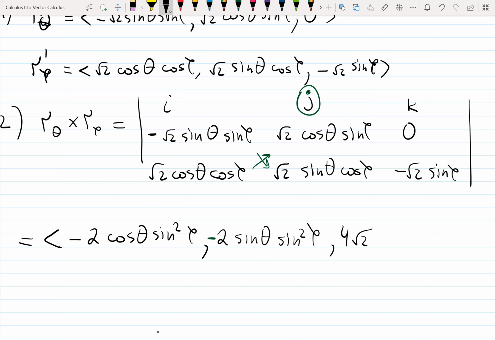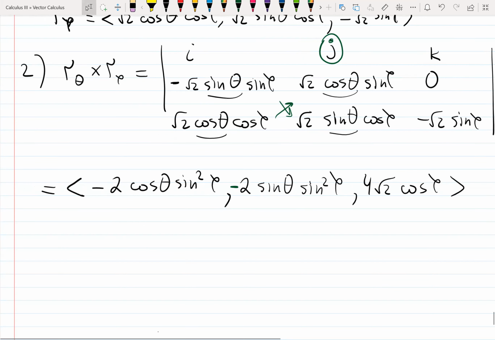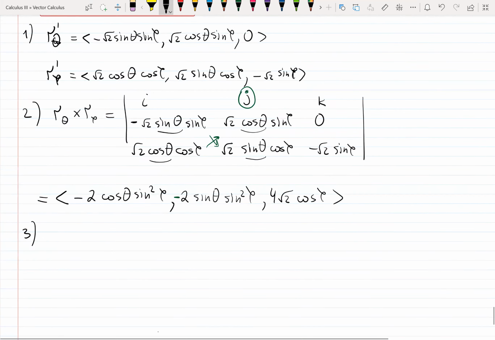It's going to be 4 of square root of 2 cosine phi. How did it get to cosine phi? Because you could factor out cosine phi, and then sine squared plus cosine squared gives you 1. I think so. I think he's right. Looks good to me. So that will be your cross product. And now it's not the end. Actually, not even close.